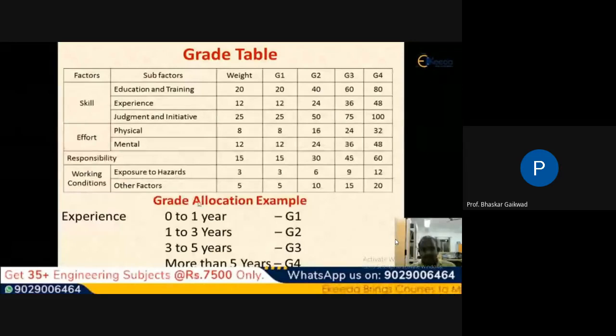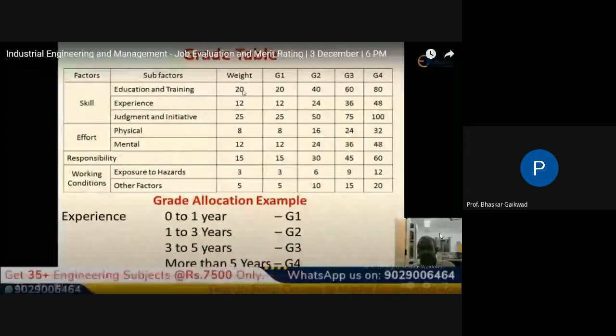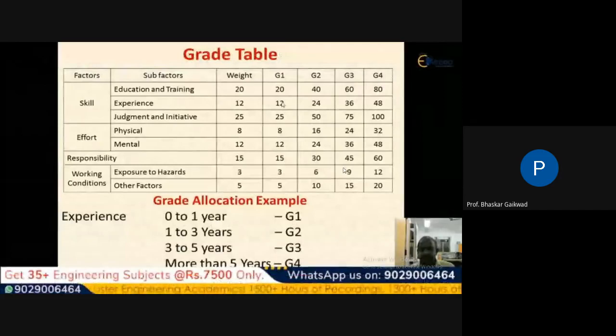So, how are the grades allocated? 20 is going to be the weightage. Based on experience, if a person has 0 to 1 year of experience, I'm going to give G1. If he has 1 to 3 years of experience, I'm going to give G2, that is 24. These are multiples: into 1, into 2, into 3, and into 4. Between 3 to 5 years is going to be G3. A bit more than 5 years is going to be G4.